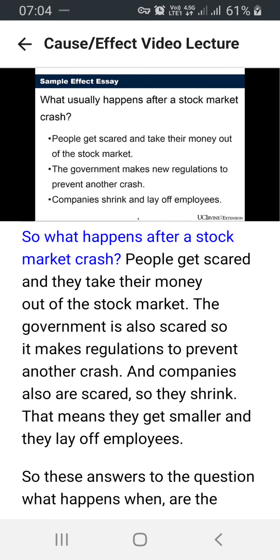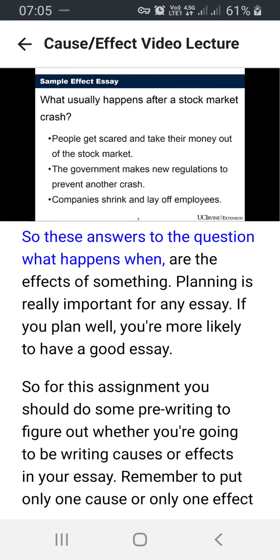So what happens after a stock market crash? People get scared and they take their money out of the stock market. The government is also scared, so it makes regulations to prevent another crash. And companies also are scared, so they shrink. That means they get smaller, and they lay off employees. So these answers to the question, what happens when, are the effects of something.